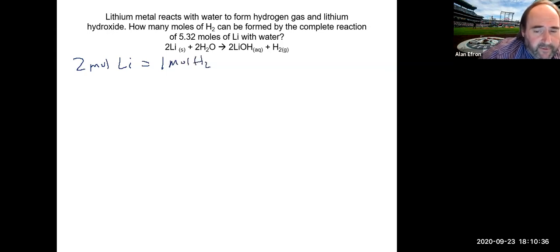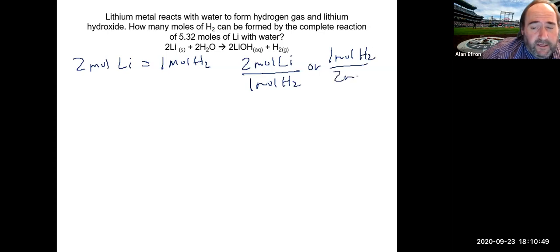Which means if we wanted to, we could write 2 moles of lithium over 1 mole of H2, or 1 mole of H2 over 2 moles of lithium. So here comes the big stoichiometry calculation. We're going to take the 5.32 moles of lithium that we were given in the actual problem. And remember that what we are trying to figure out is how many moles of H2.